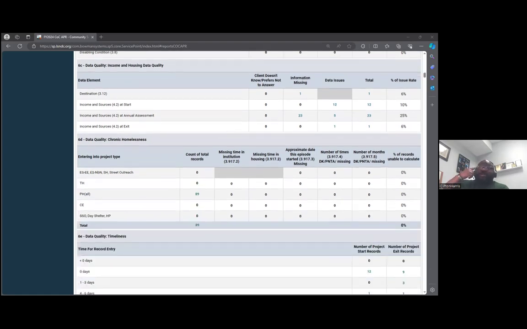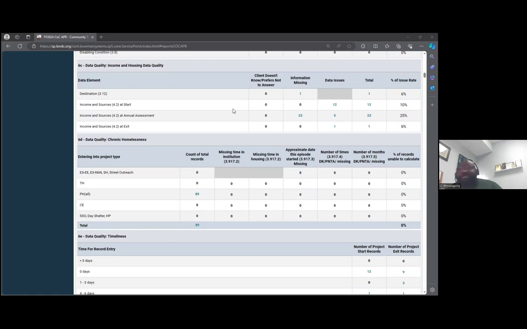6C is data quality for income and housing data quality. And that includes your destination, which would be anybody who has like no exit interview completed, unknown destination, client disappeared, any of that is going to show up here under information missing. You can click and see who that is. Make sure you have the right destination there to clear that.